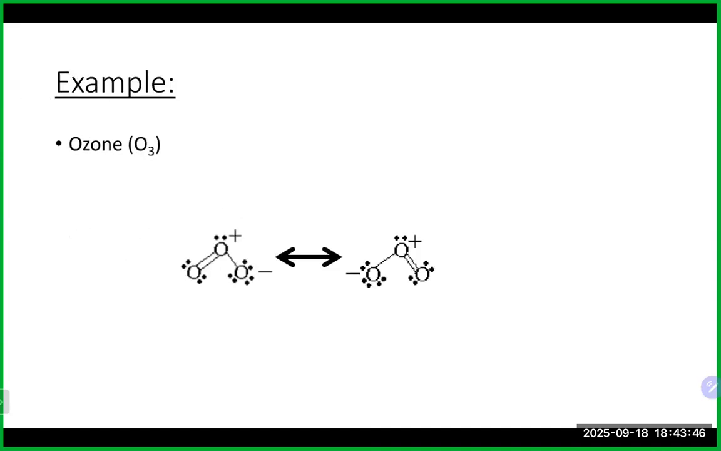So carbonate, or even ozone, is an example of that. We could double bond here, but we could just as easily double bond over here to the right. And we would obviously have our double bond over there and our single over here, making it our resonance structure.